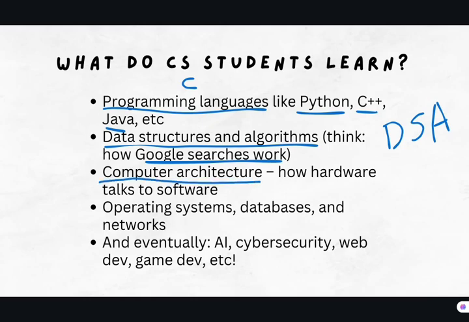Then we will learn about computer architecture. Now, what is computer architecture? It's basically the relation between hardware and software. Like how do they communicate with each other and how they work in sync to basically provide a good user experience of a computer. Then we will learn more about operating systems.